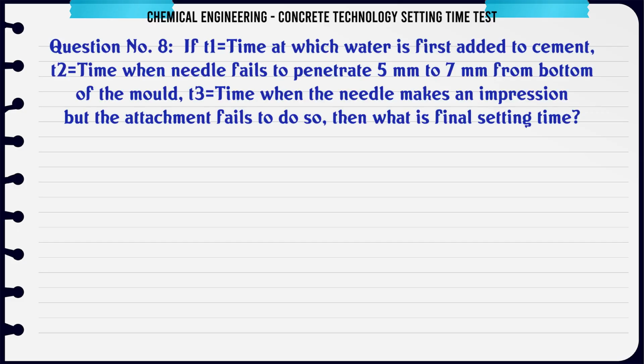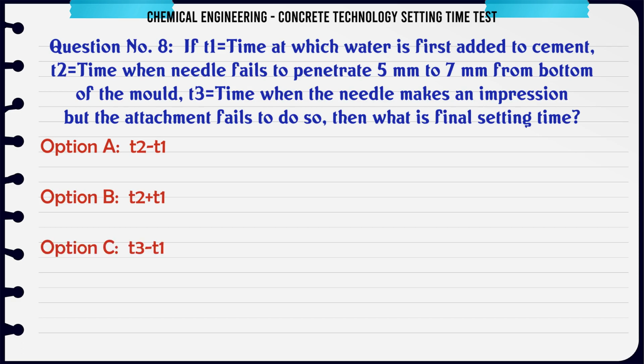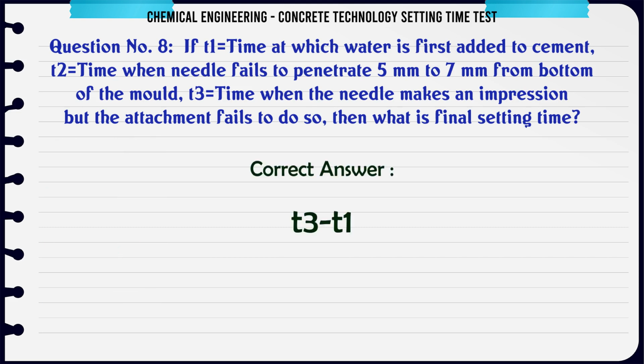If T1 is the time at which water is first added to cement, T2 is the time when the needle fails to penetrate 5 mm to 7 mm from the bottom of the mold, and T3 is the time when the needle makes an impression but the attachment fails to do so, then what is the final setting time? A T2 - T1, B T2 + T1, C T3 - T1, D 2 T1. The correct answer is T3 - T1.